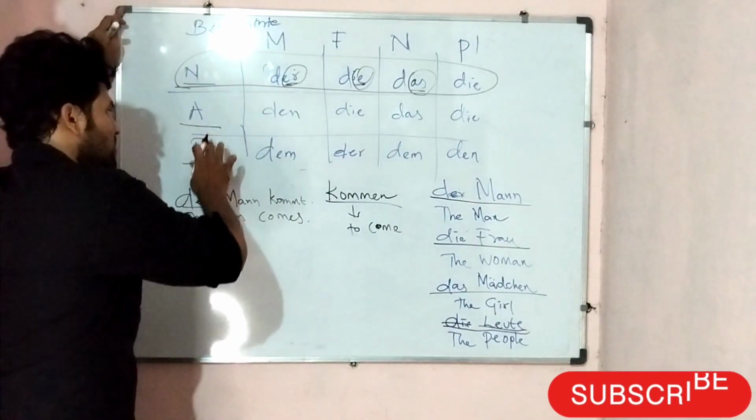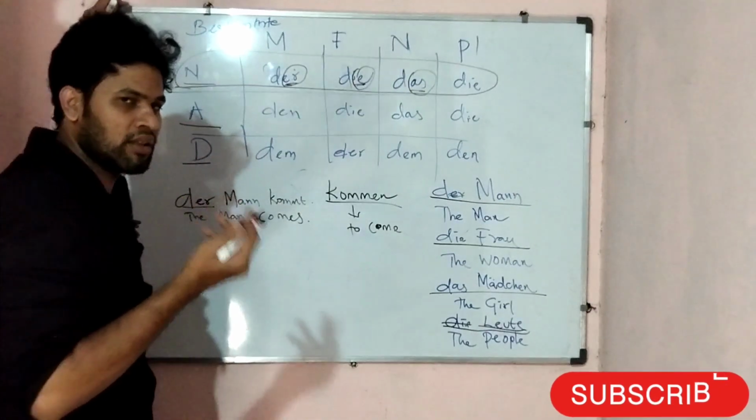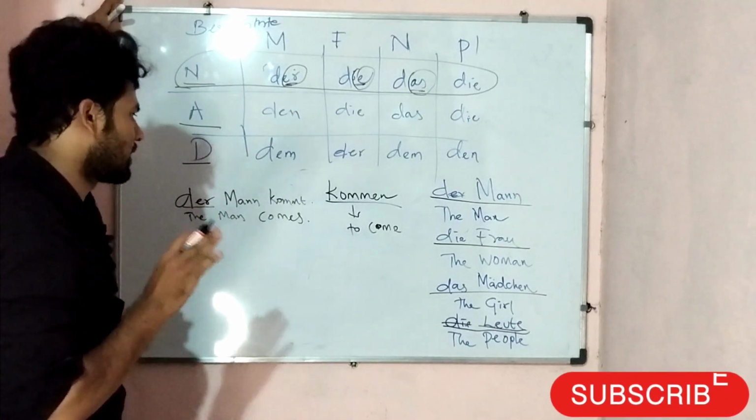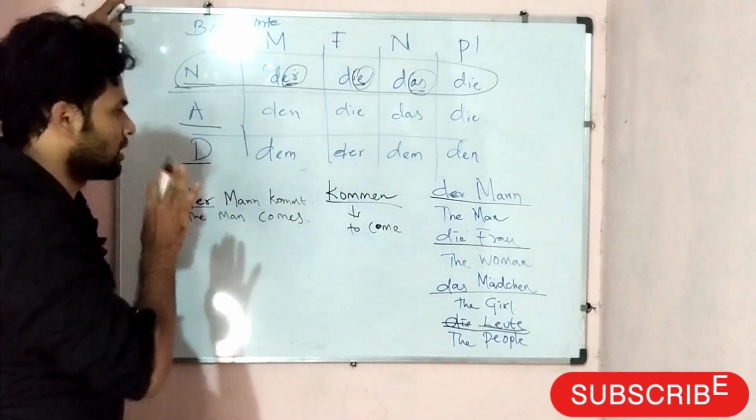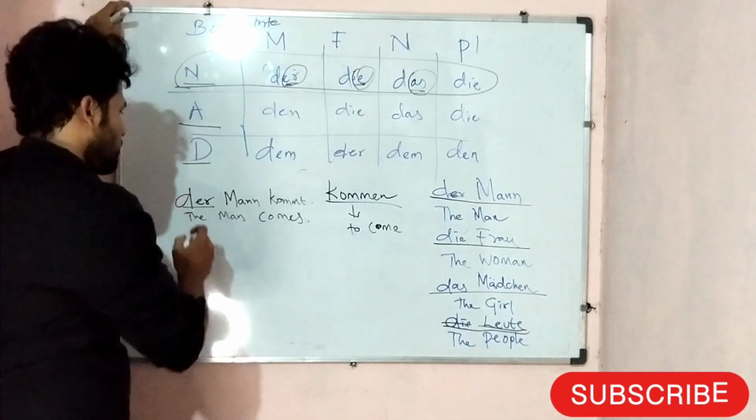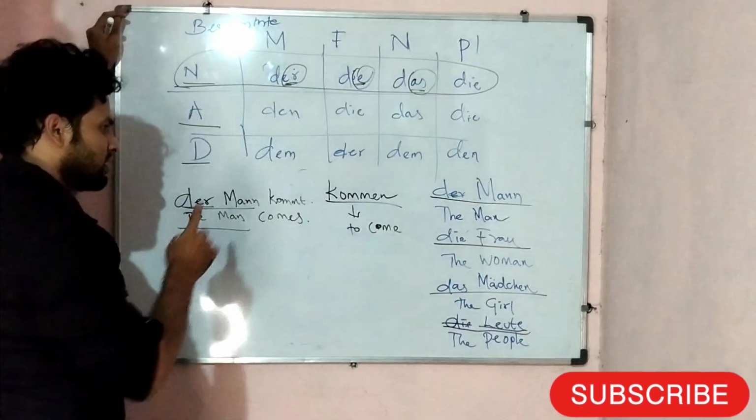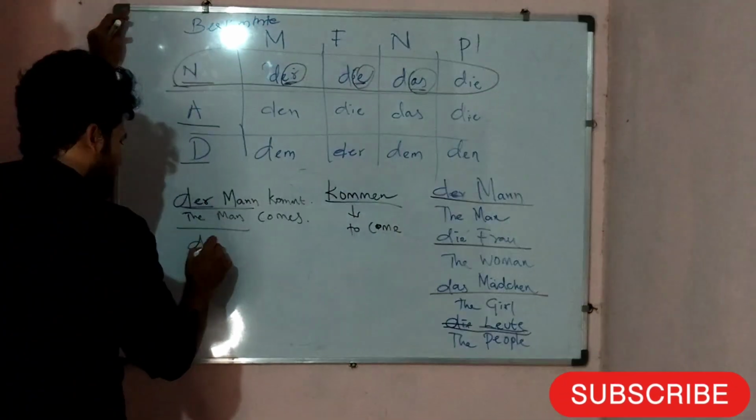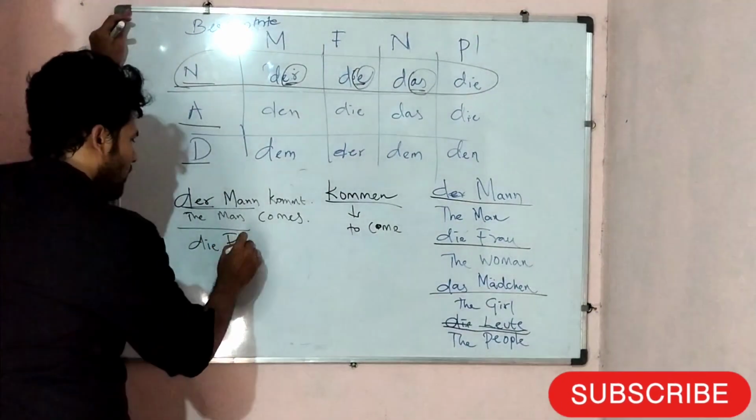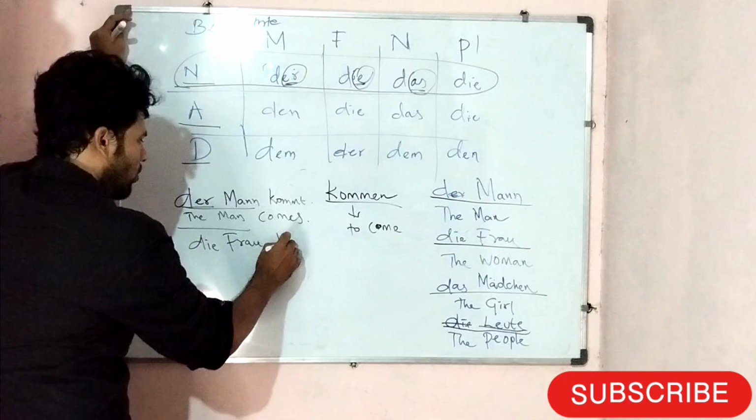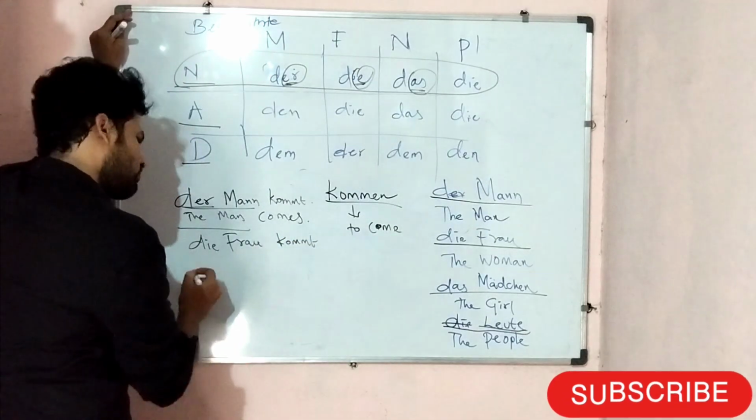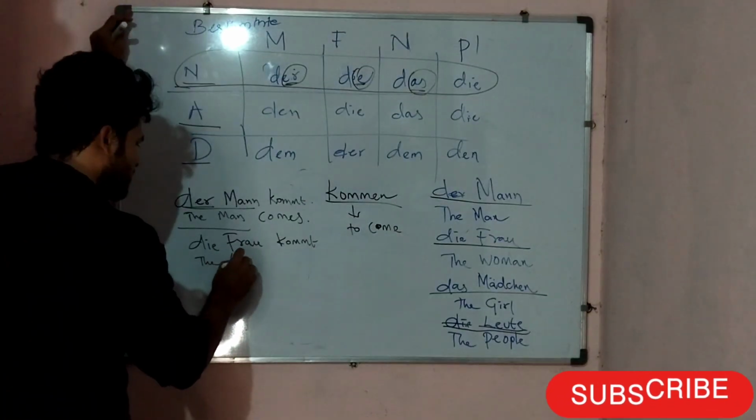After this we will discuss accusative and dative, the direct and indirect objects. But since we are discussing only the subject, we will prioritize the subject as of now. The man comes. Same thing, the lady is coming: die Frau, F-R-A-U. Die Frau kommt. The lady comes.